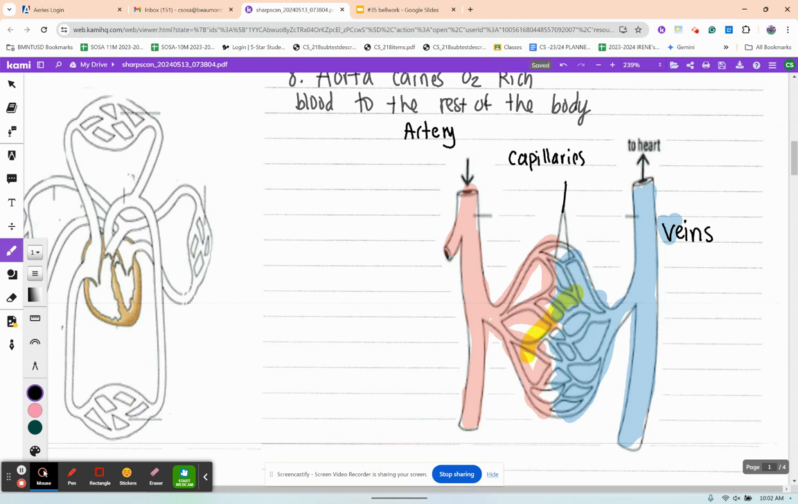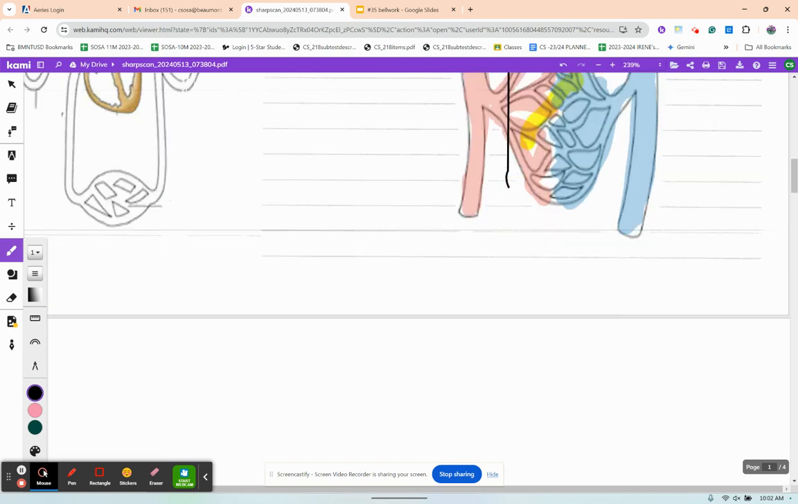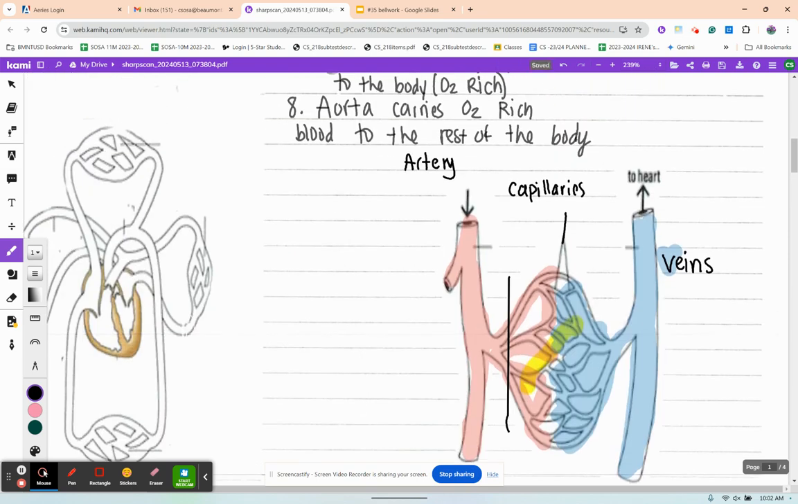So our veins bring deoxygenated blood back to our heart. Capillaries are the smallest. All right, raise your hand if you need more time.